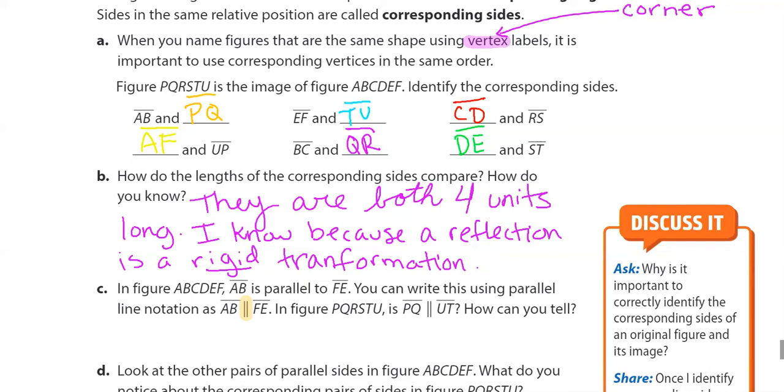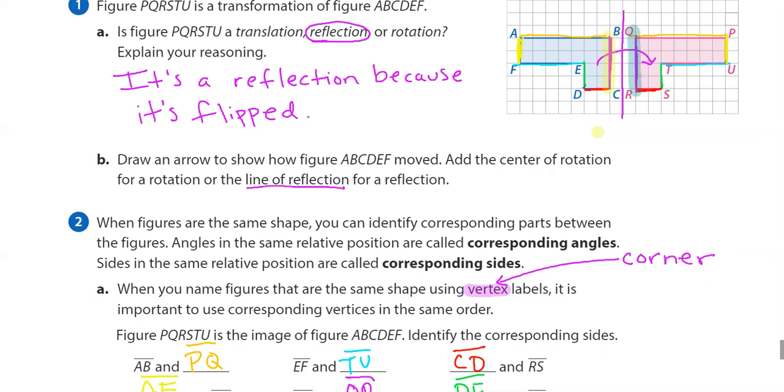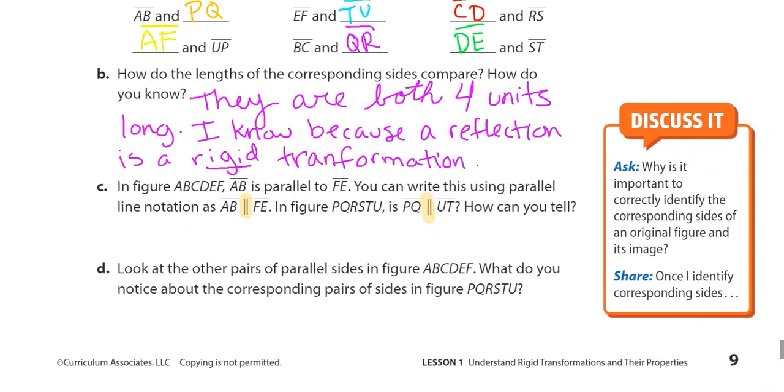So in the image, PQ and UT are also parallel, right? Now, are these the corresponding lines? Let's see. We've got AB and FE, and we've got PQ and UT. They are also parallel. That is true. And how can we tell? Well, again, it's a rigid transformation.